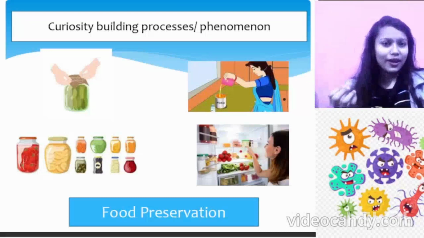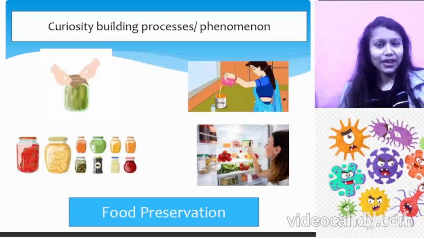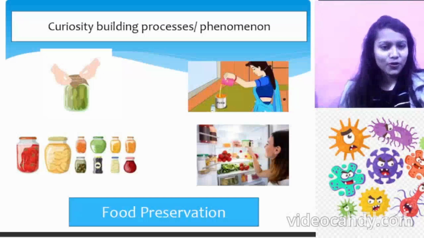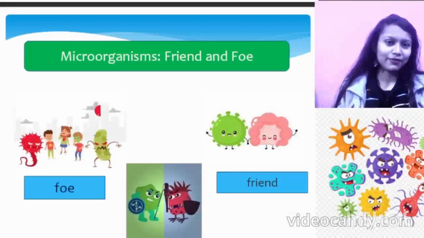You might have observed the chips packet and various other food items that you purchase from the market come in airtight containers. So why do we preserve the food in such a manner, how do we preserve the food, we will learn more about this in this chapter. So this was a quick intro about the various facts and processes that we are going to learn about in this chapter.